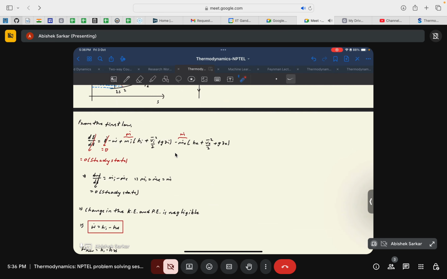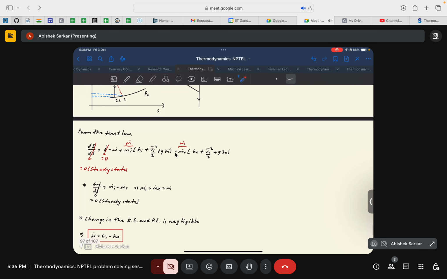From the mass conservation we see that for a single inlet and outlet we get mi dot is equal to me dot is equal to m dot, say a generic value for the mass flow rate. Considering these two to be equal, we can replace mi dot and me dot by m dot. Then we consider that the change in the kinetic energy and potential energy is negligible.